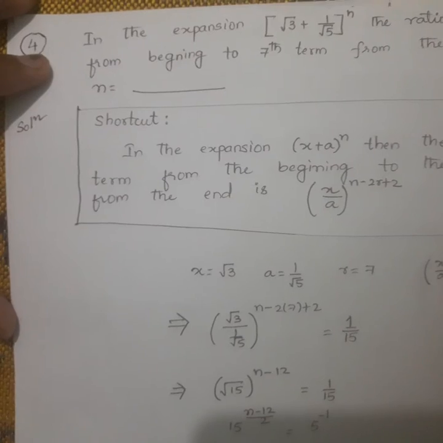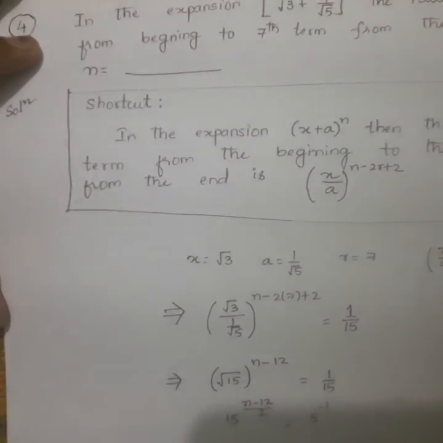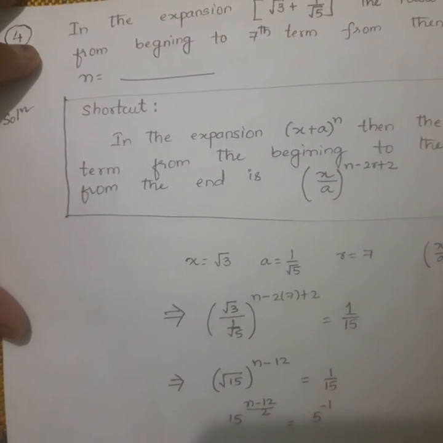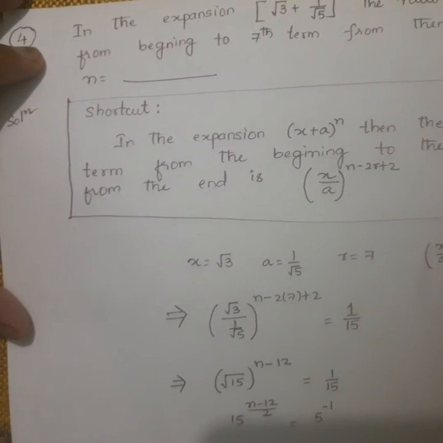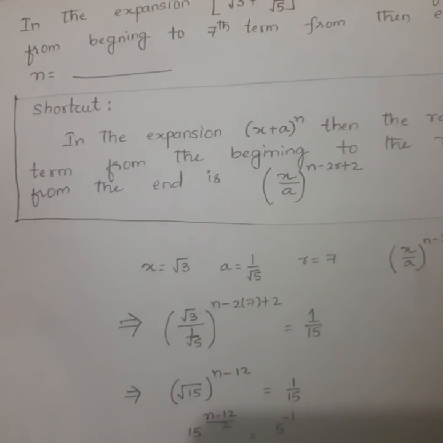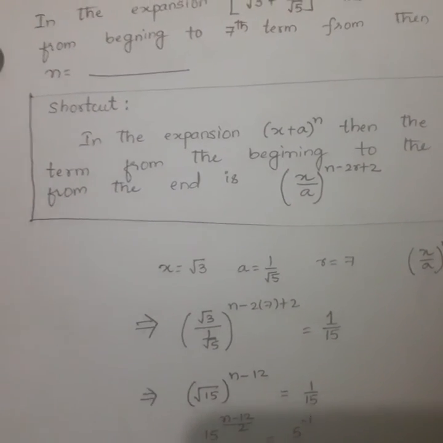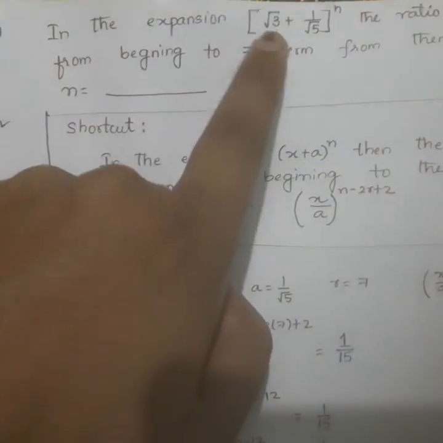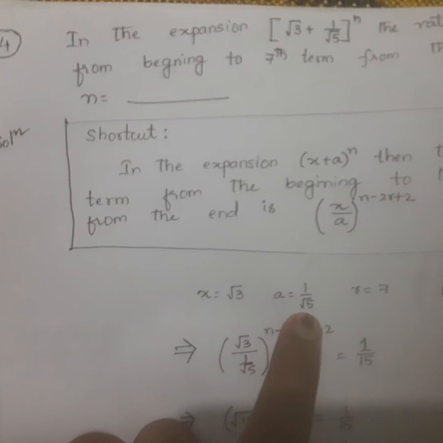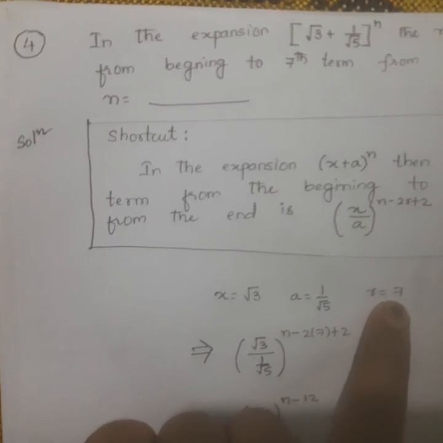Now, in order to solve this problem, we have one shortcut present in EAMCET and IIT. The shortcut is, in the expansion (x plus a) to the power of n, the ratio of the rth term from the beginning to the rth term from the end is (x by a) to the power of n minus 2r plus 2. So here, what will be the x value? X value is root 3. And what will be the a value? That is 1 by root 5. What will be the r value? R value is nothing but 7.